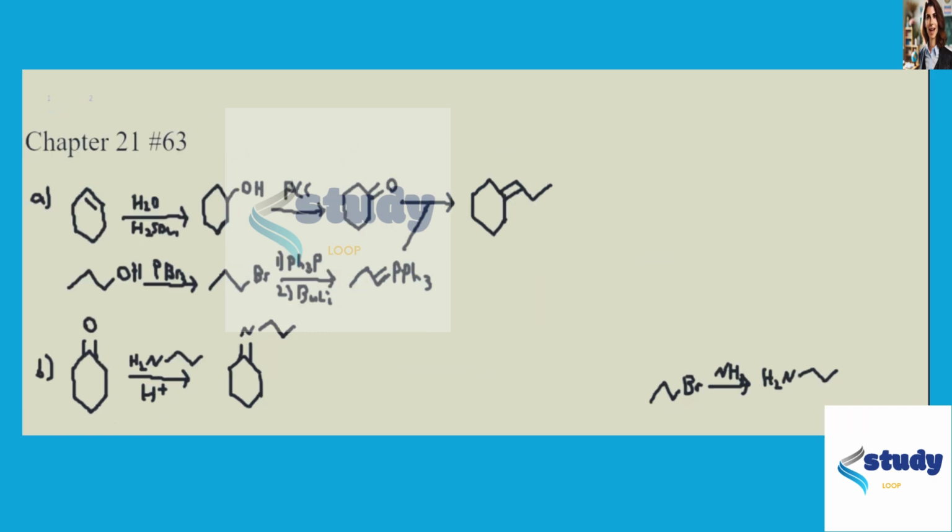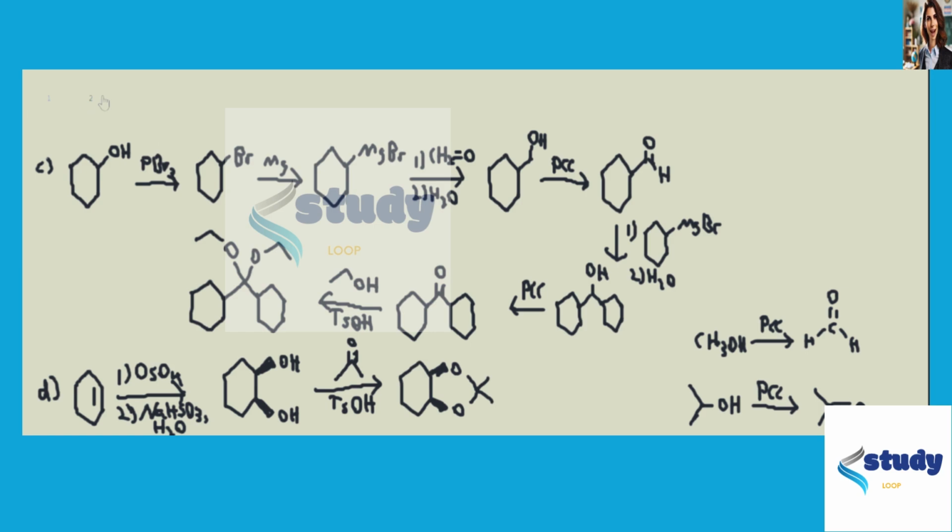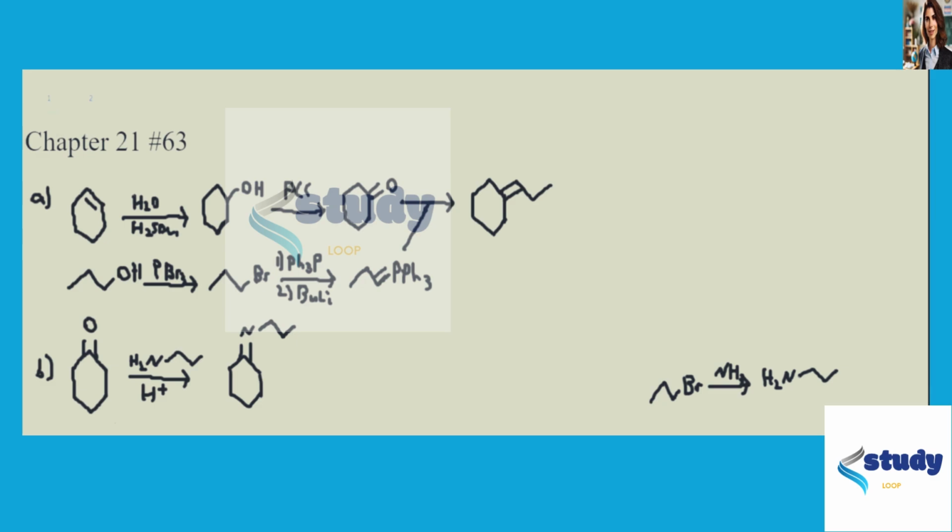Yeah, and so this is just some synthesis problems. So the only way to really do this, you need to know all your different reagents and what they do, and then apply them to cyclohexene and organic alcohols in order to make the carbon pieces that we need, and then sort of stitch them together using Wittigs or Grignards in part C. Okay. And so that's the answer to chapter 21, problem number 63.